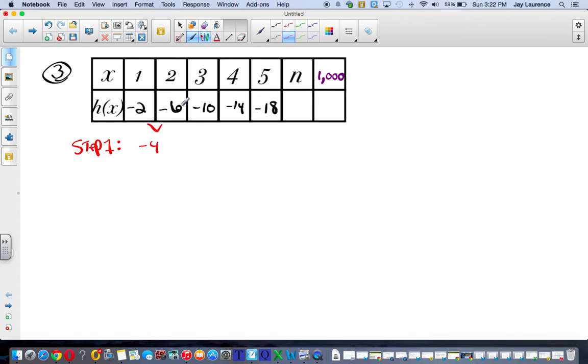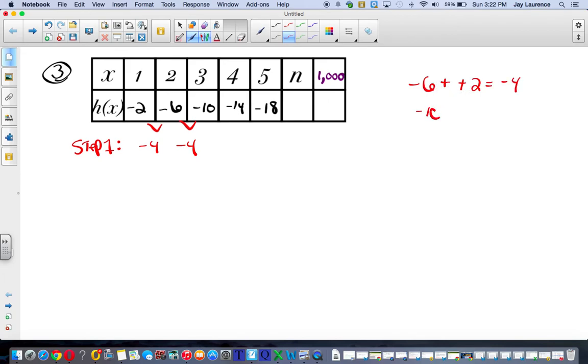To go from -2 to -6 on a number line, I have to go 4 in the negative direction. How about to get from -6 to -10? Well, that would be -4. Some of you are going to have trouble with this. Let's do it the subtraction way. -6 minus -2. Isn't minus a negative the same as plus a positive? And -6 plus 2 is -4.